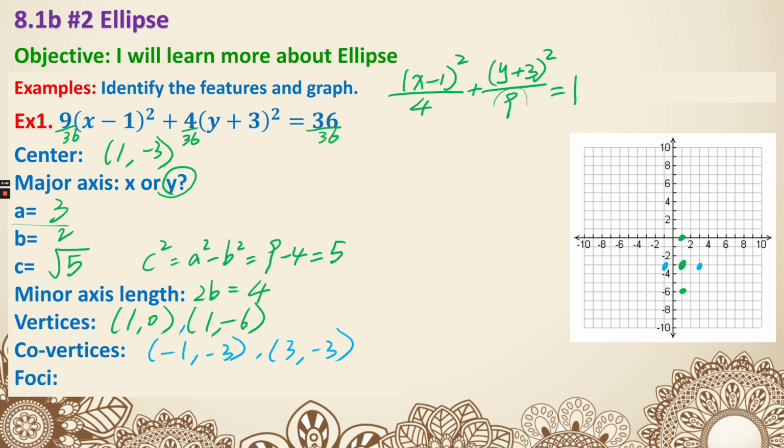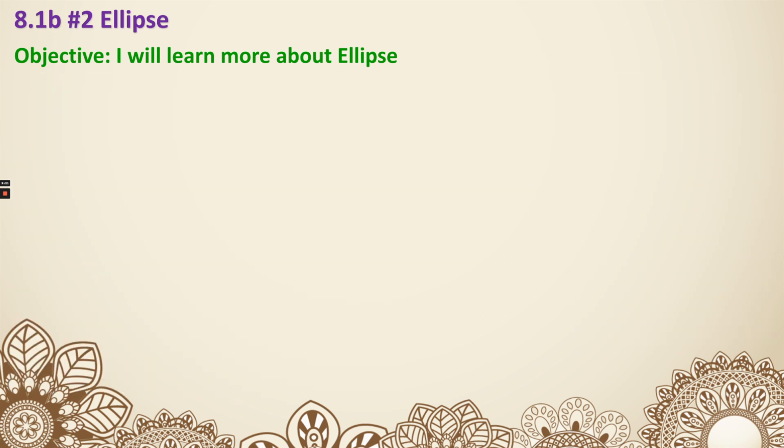Foci, again, foci is c away from the center on the major axis. So it's going to be from this point, count square root of 5, which is slightly over 2. So there's my ellipse. Doesn't quite look the best, but it's the ellipse. And foci, the x does not change. It's going to be a 1. And then the y coordinates will be square root of 5 away from that -3. So it's going to be -3 plus square root of 5, or -3 minus square root of 5. That is example 2. Moving on, example 3.